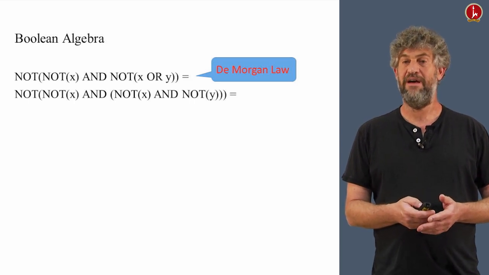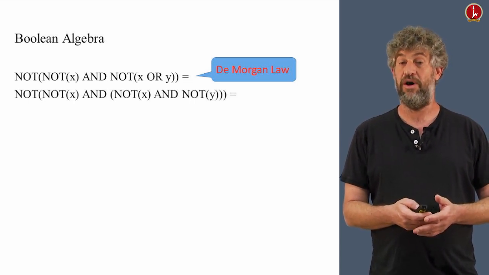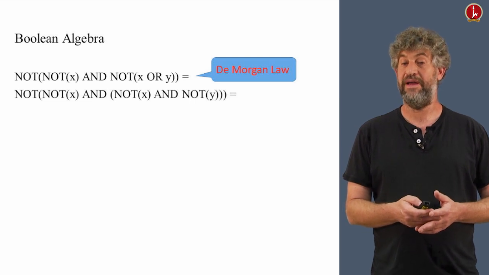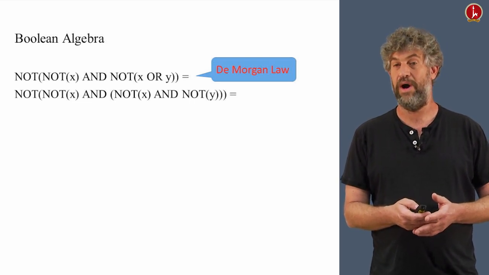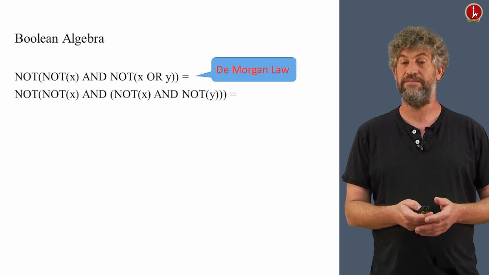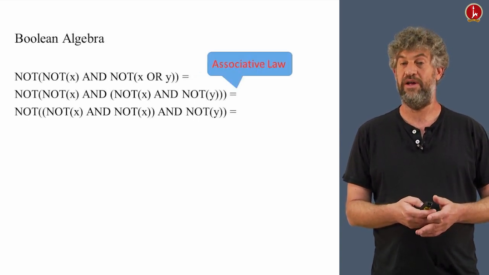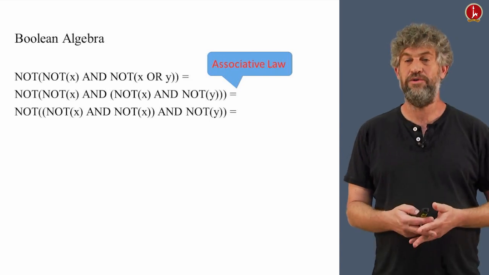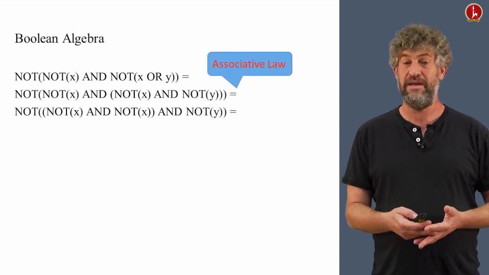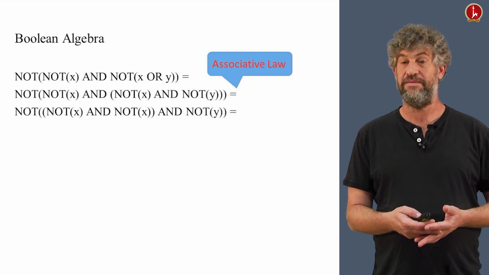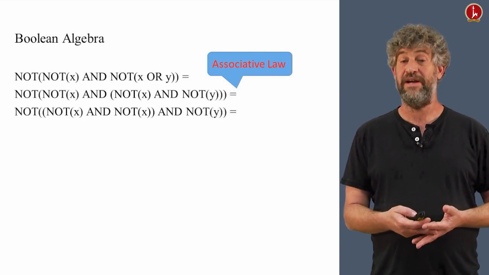Now, if you look at what we have here, we can use the associative law. Because we have not x and not y, we can change the order of doing the and. And we get another expression which is identical using the associative law. At this point, we have something really interesting at the beginning. We have not x and not x. That can be just simplified to not x.